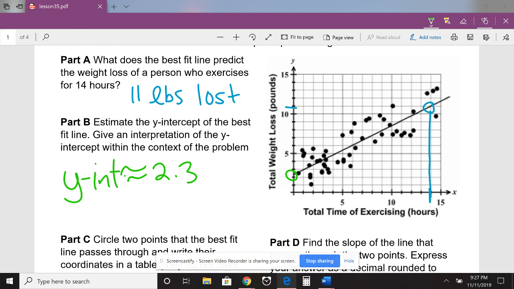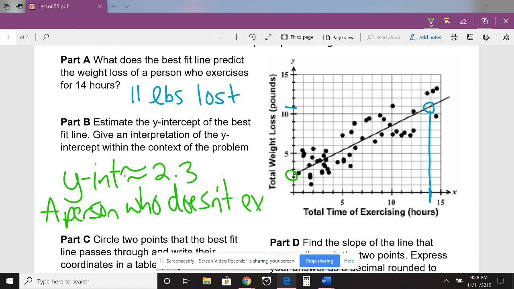If a person doesn't exercise, their total weight loss is 2.3 pounds. So a person who doesn't exercise loses about 2.3 pounds.